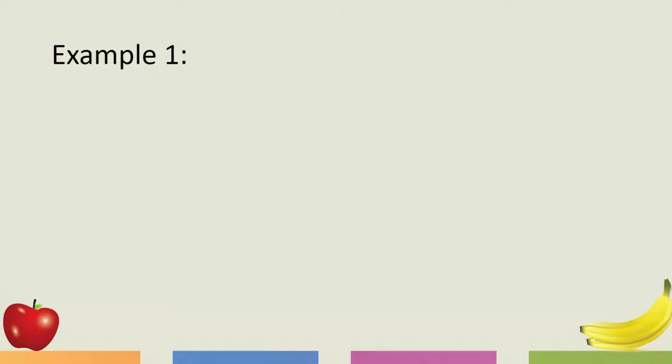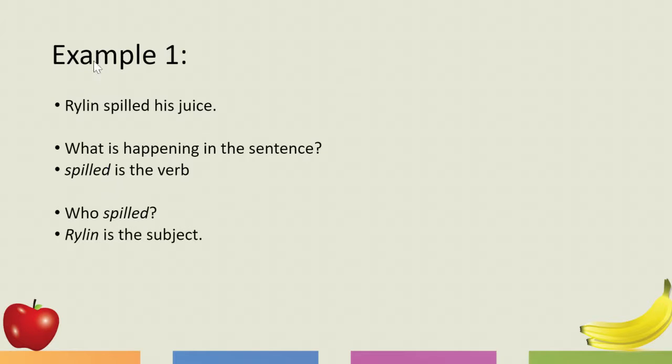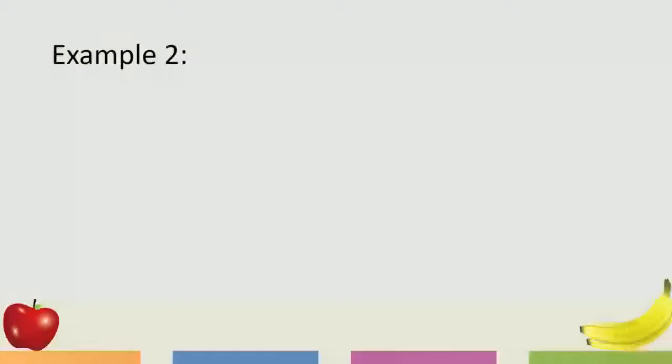So here's another example. Rylan spilled his juice. What's happening? What's the verb? Spilled. Who spilled? Rylan. Rylan is the subject. So Rylan right here is the subject. Is the subject, who or what the sentence is about, completing the verb? Yes, because he's the one that spilled his juice.